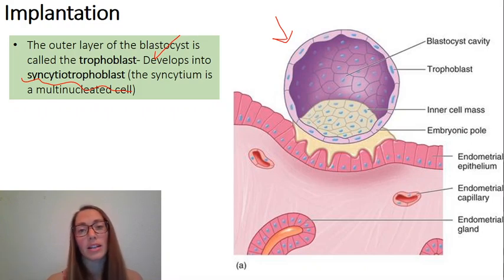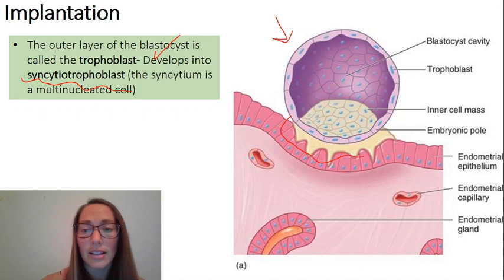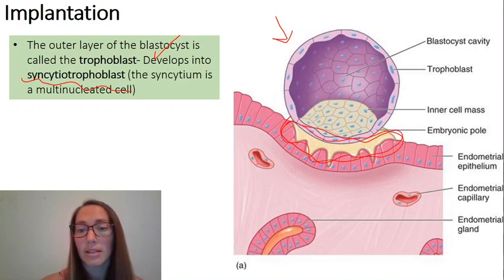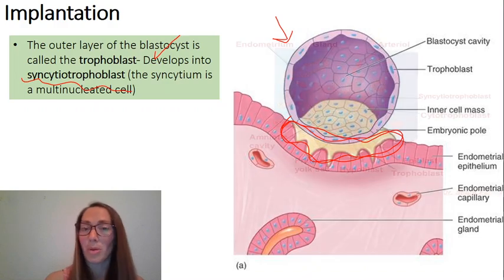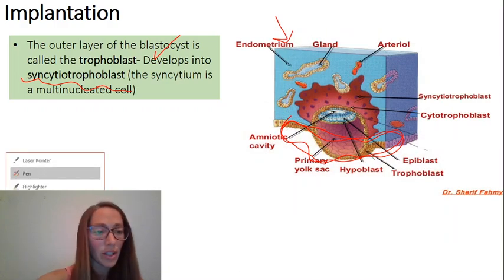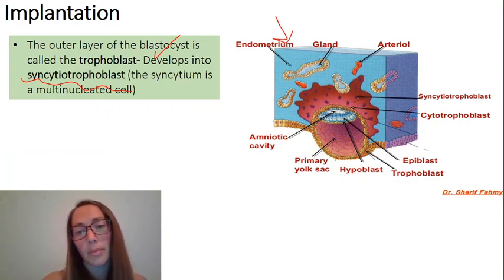You find syncytium in lots of things. A little synoptic link is the hyphae within fungi. The long projections, for example, that you'd find underneath a mushroom in the earth, can be multinucleated, so they can also be a syncytium. So this layer of the trophoblast that's growing into the endometrium is the syncytial trophoblast, and that will become a multinucleated cell. If we have a look at what is going on in a little bit more detail, here is the syncytial trophoblast.